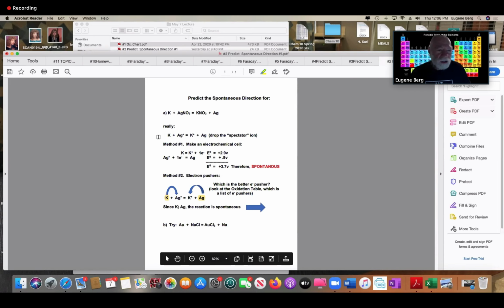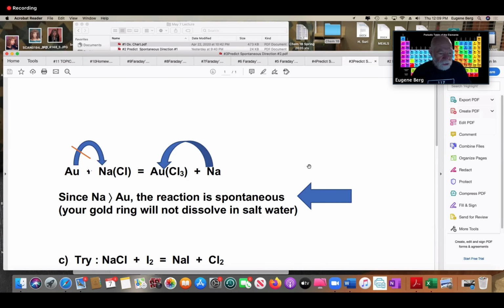So let's see what the next page looks like. Let's see if you did it correctly. Okay, so how did you guys do?